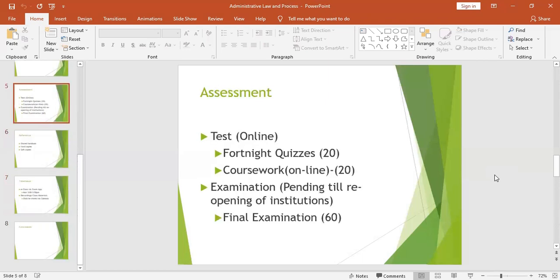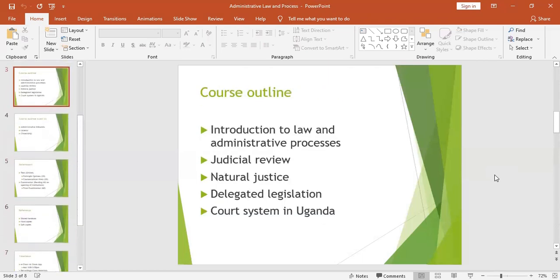Otherwise, let us go back to the introduction part of administrative law and process, not practice. What is law? Let us define law.